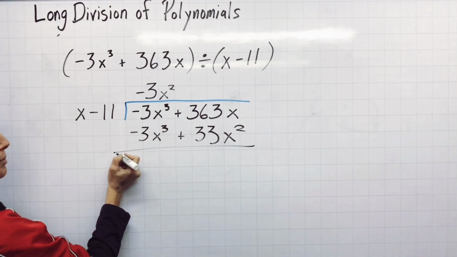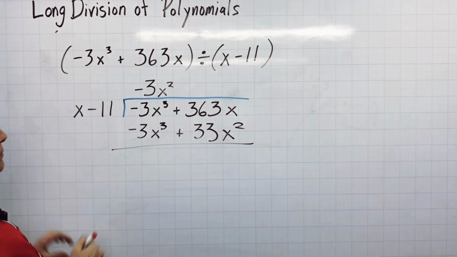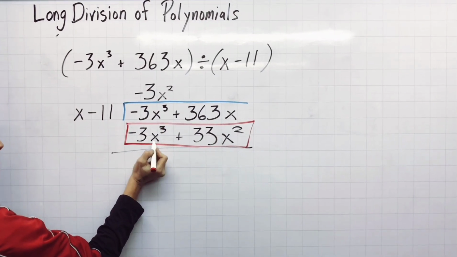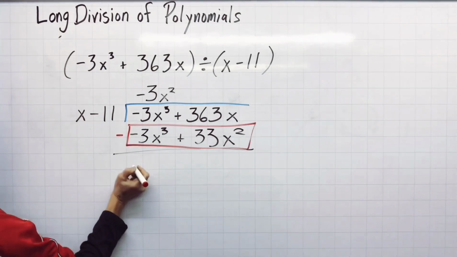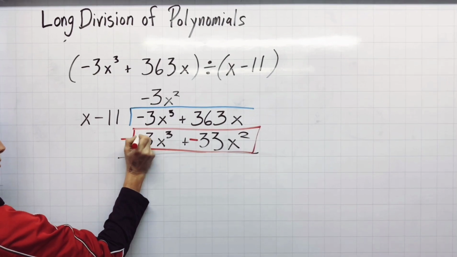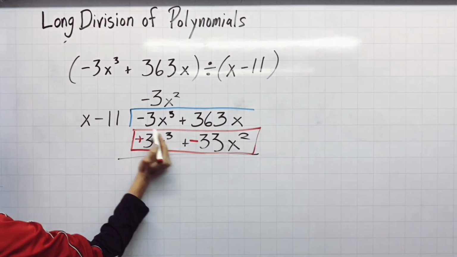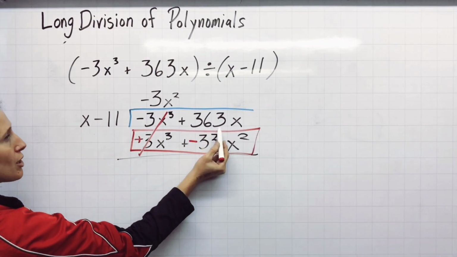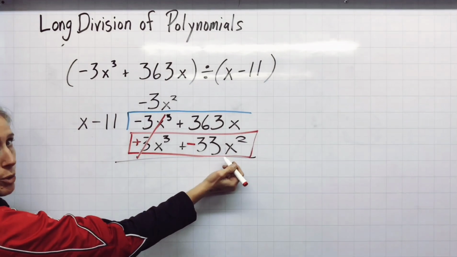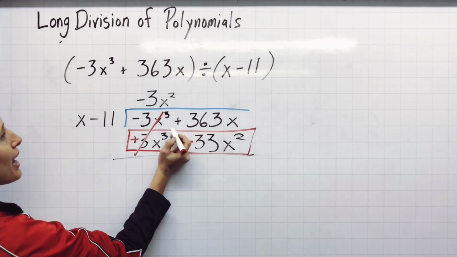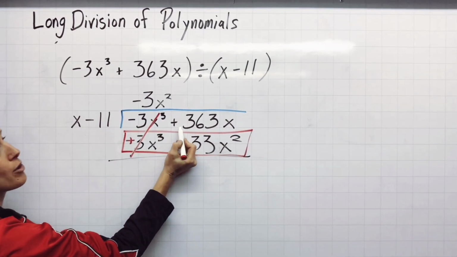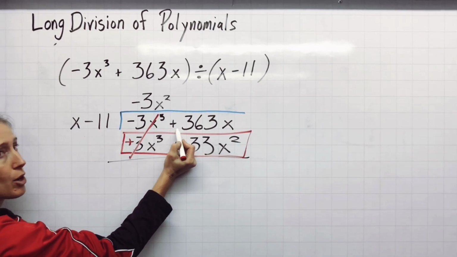So then we go to subtract this. So let's look at this really carefully. Minus 3x cubed minus x cubed. So a minus becomes a plus, and this one is a minus. So this cancels out, and we have 363x minus 33x squared. Can we subtract this? No. So what do we have to do? We're going to have to add in a middle term here that has an x squared. There is no x squared here, so we have to add in 0x squared.